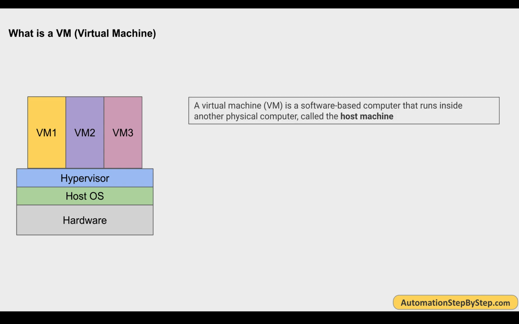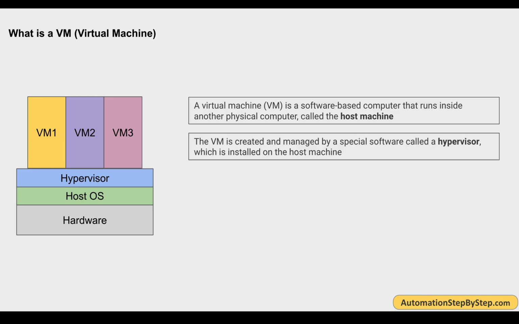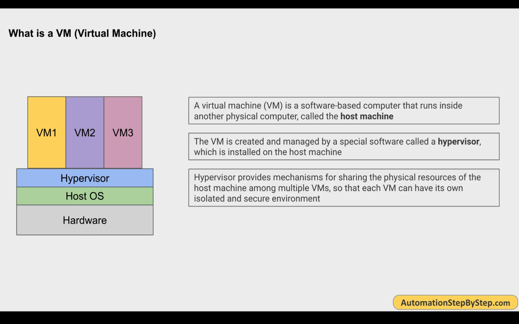So a virtual machine is a software-based computer or machine that runs inside another physical computer, which is our host machine. And these machines are managed by a special software called a Hypervisor, and the Hypervisor also takes care of the resource allocation and sharing of the physical resources.